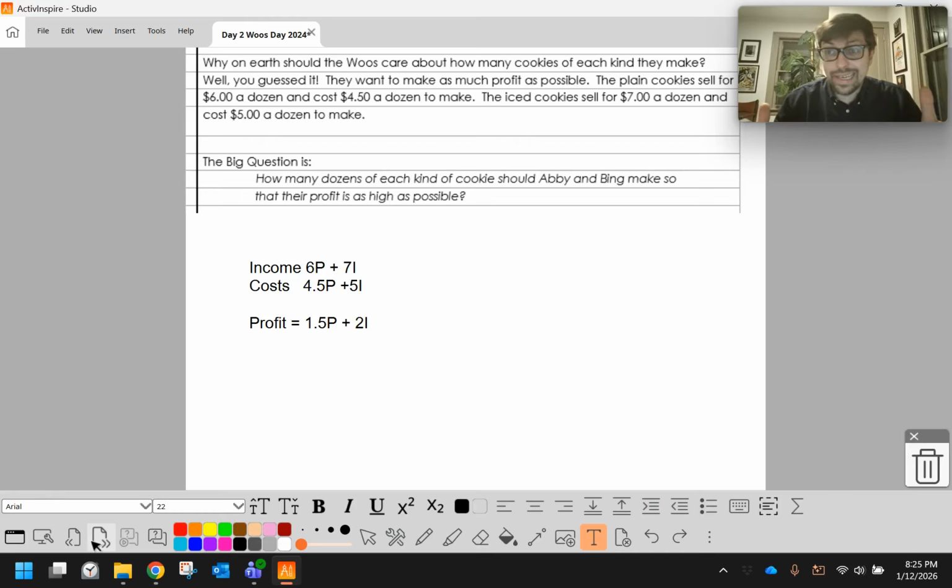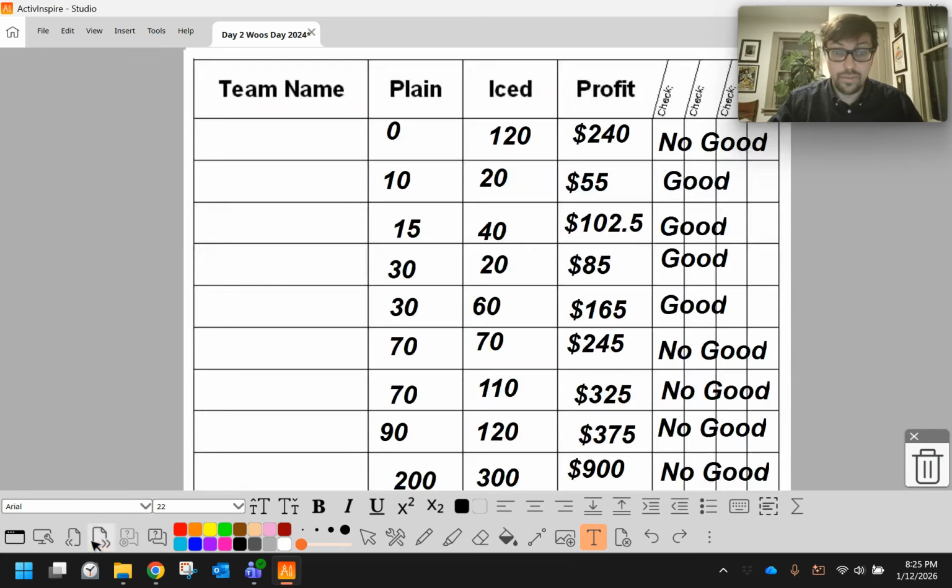So the first idea of how to get a sense of how many plain cookies and how many iced cookies the Woos should be making is to guess some numbers so we can get an idea of what's going on with this problem. That's what I did here. These are different guesses for how many plain cookies you could make, different guesses for how many iced cookies you could make, and the profit that would go along with them. Now, this good, no good, we'll get to that in a little bit. But we can see there's a lot of different values we could be getting. We could get just $55 a day, or we could get $900 a day.